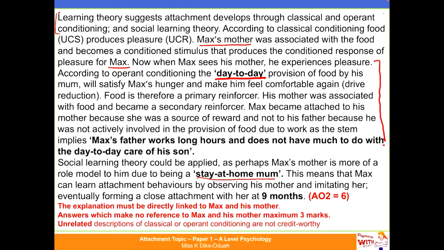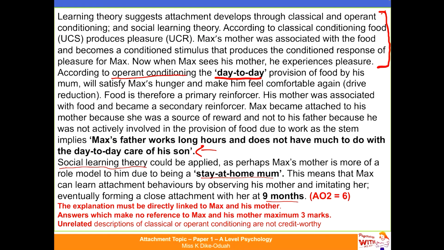And then finally, some reference to the social learning theory. So social learning theory could be applied as perhaps Max's mother is more of a role model to him due to being a stay-at-home mum. This means that Max can learn attachment behaviours by observing his mother and imitating her, eventually forming a close attachment with her at 9 months. And you can see here in bold exactly where this model answer has made reference to the stem and applied all three areas of learning theory to the situation of Max and his mother and his father.